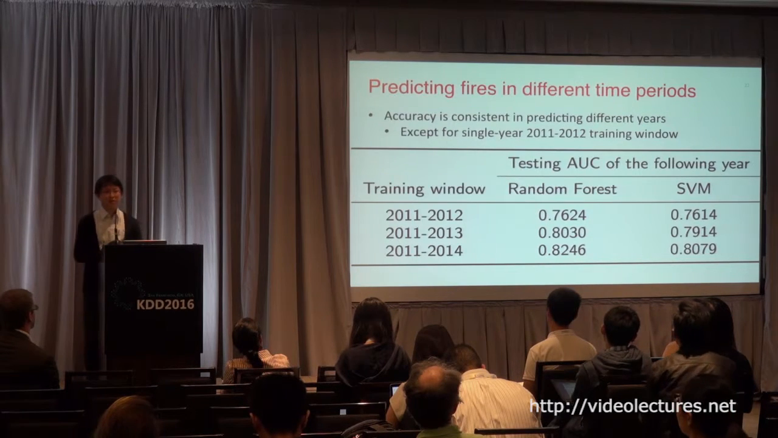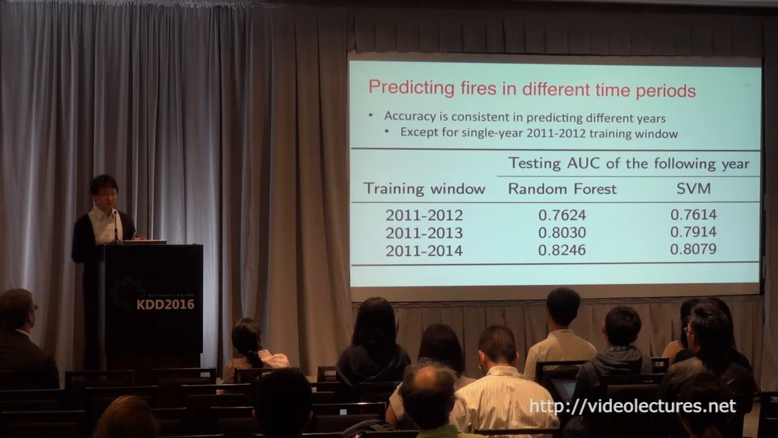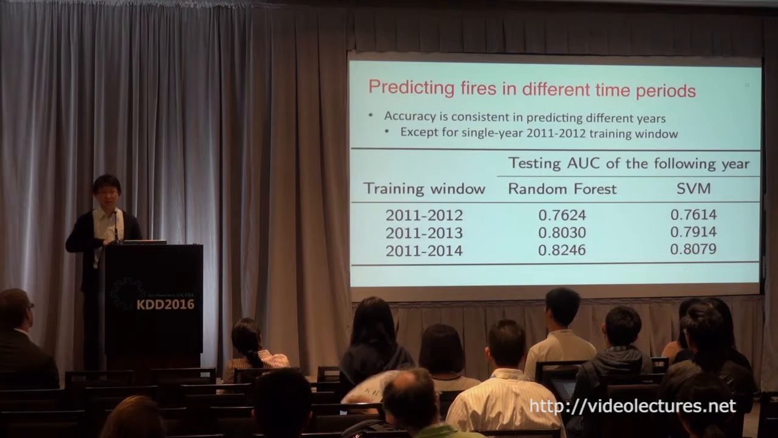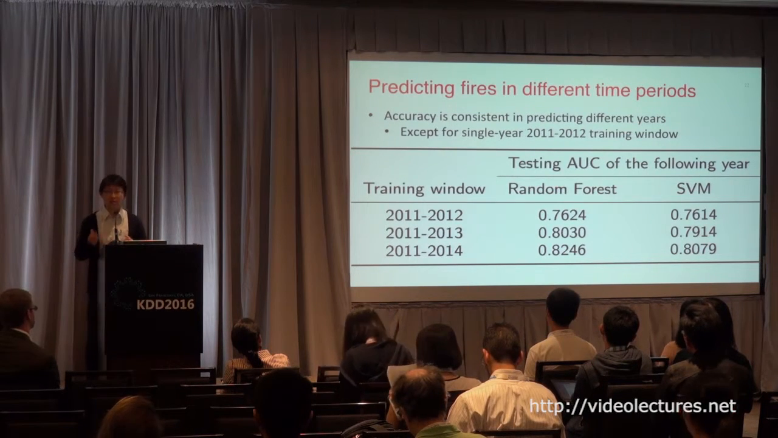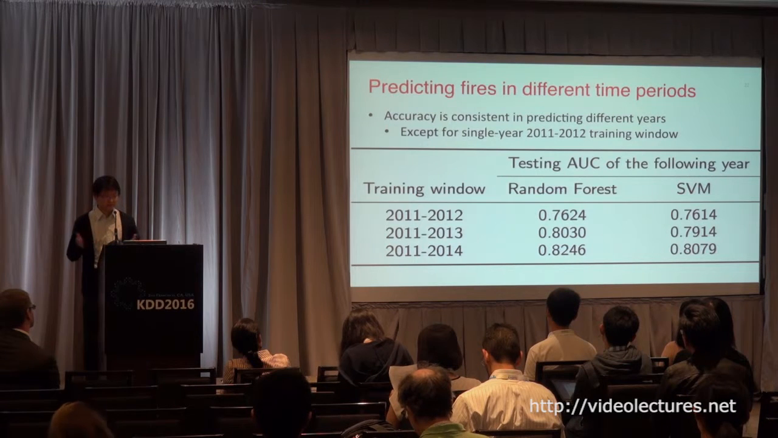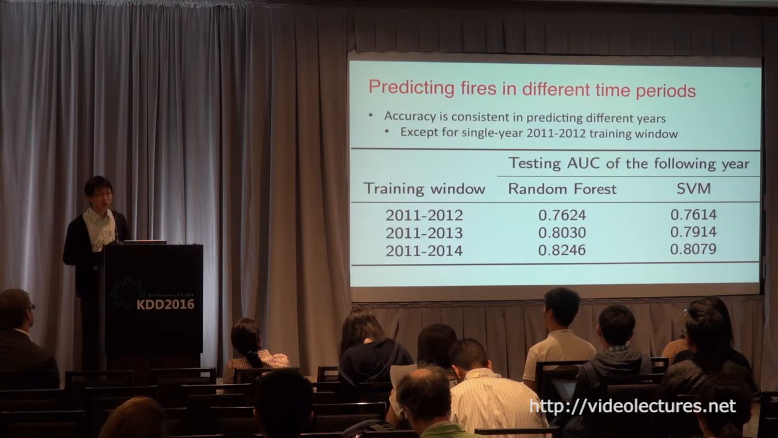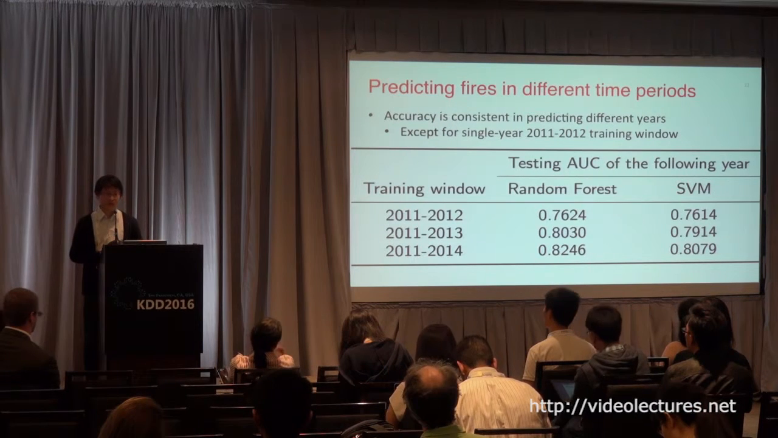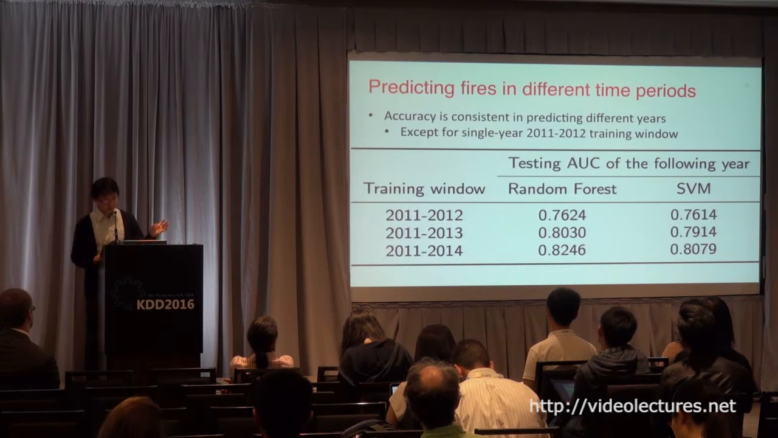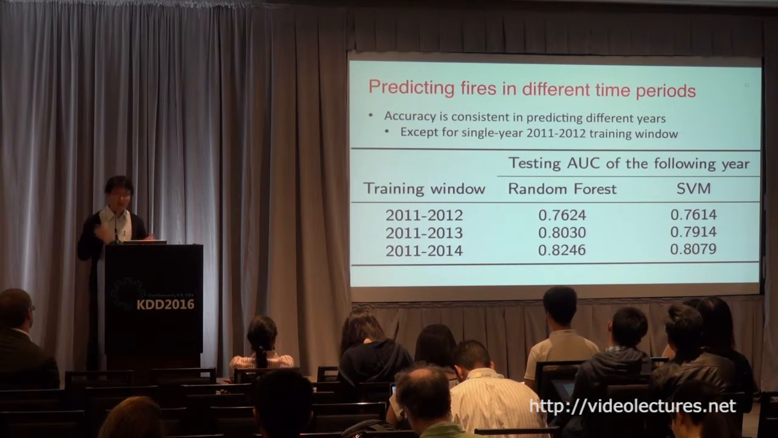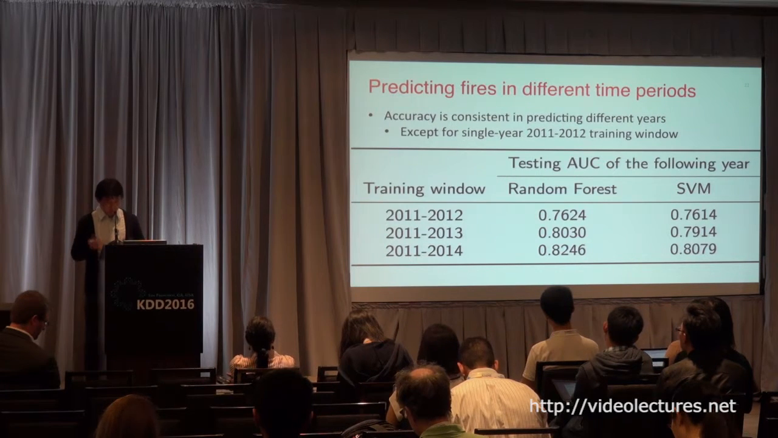Now, we don't want to be just lucky in predicting fires in a particular year, so we tried training on several time windows and predicting the fires in the following year. And we found that the accuracy is quite consistent in predicting different years. The 2011 to 2012 training window is slightly worse due to lack of positive examples because the training period is shorter. But still, it's significantly better than guessing by chance.